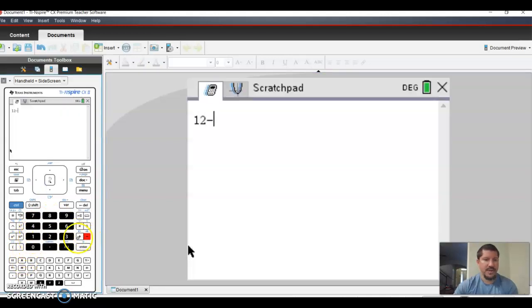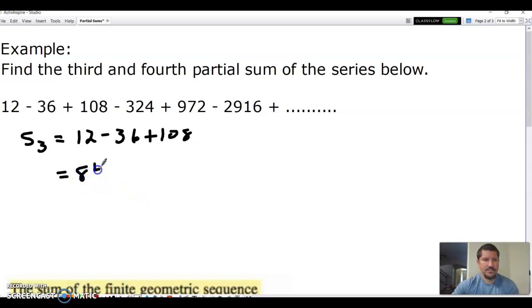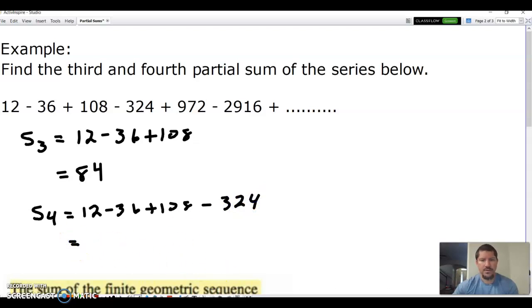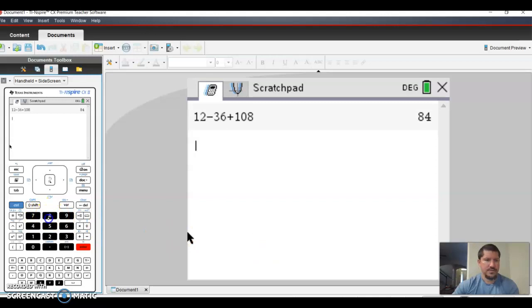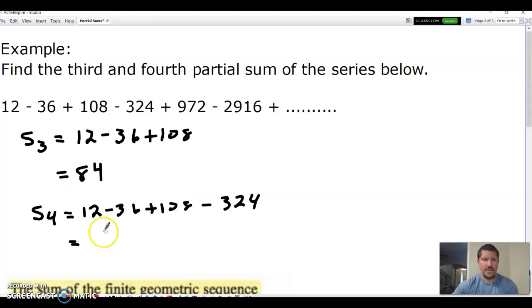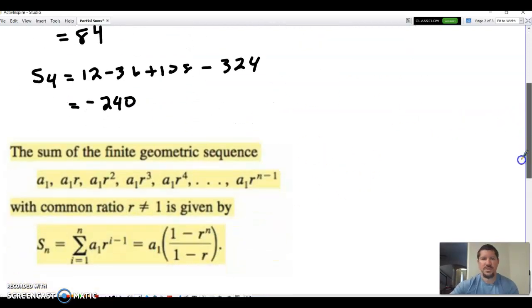So 12 minus 36 plus 108 gives me 84. So the fourth partial sum, 12 minus 36 plus 108 minus 324. So 84 minus 324 is now going to give me -240. Okay, so just pay attention whether it's third or fourth partial sum.